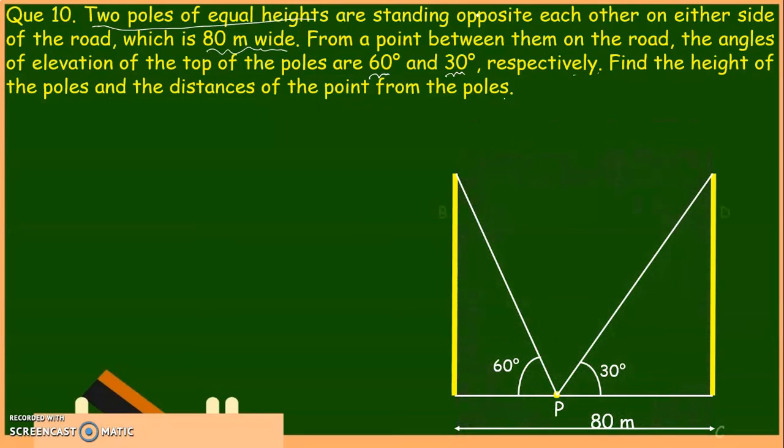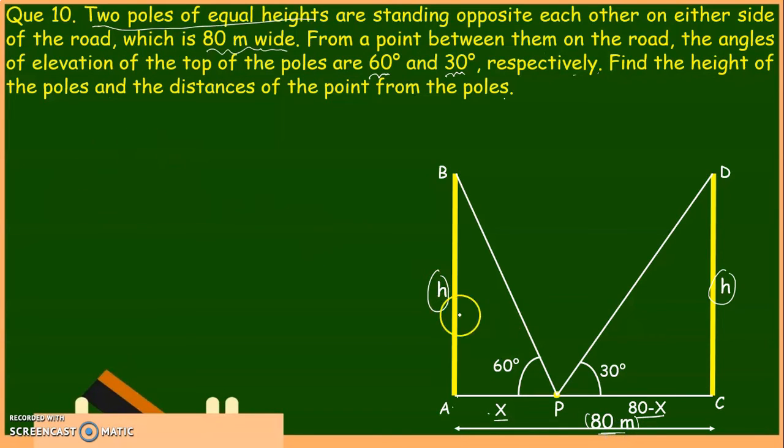So here we want to find out the height of the pole and the distance between the point and two poles. So let's say height of the poles is h and distance between point A and P is x. So this distance between P and C will be 80 minus x, because the width of the road is given 80 meter.